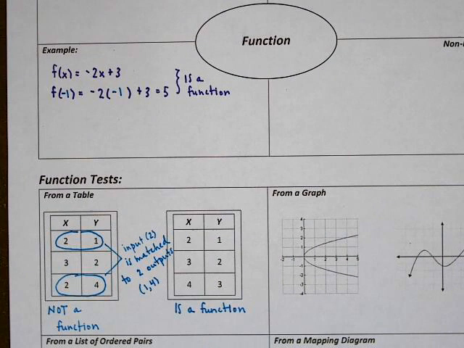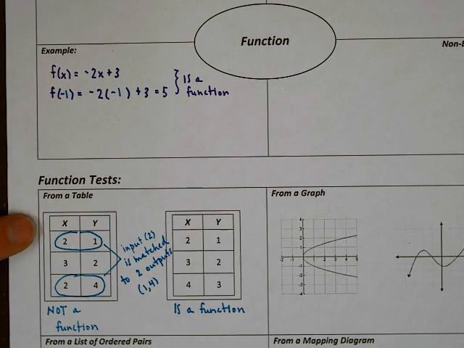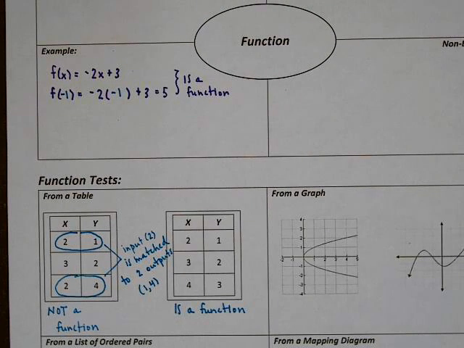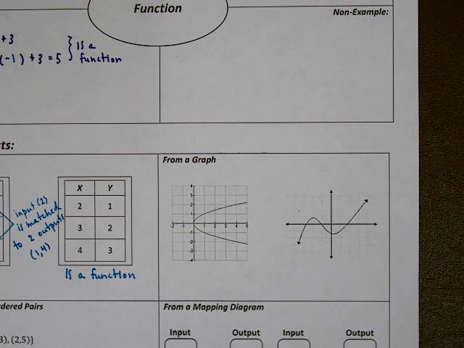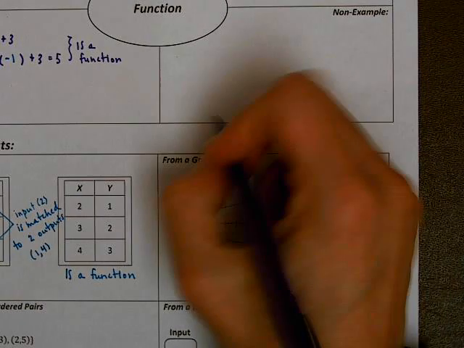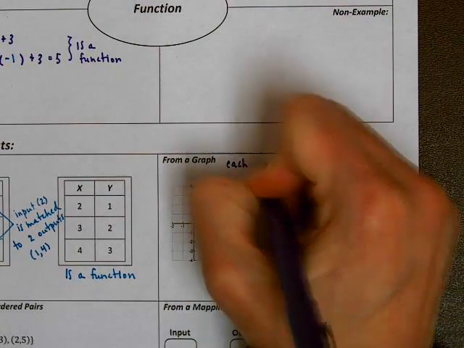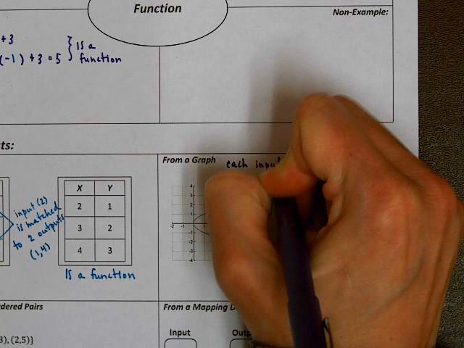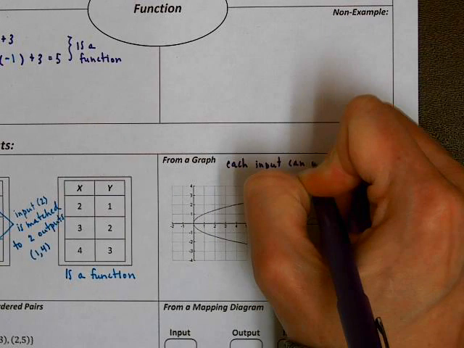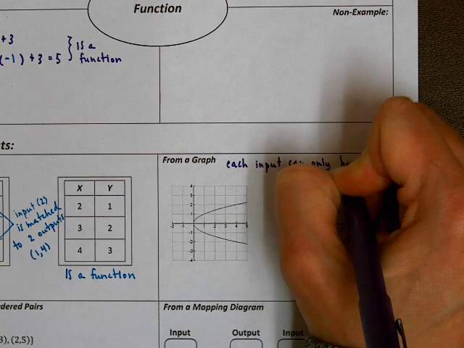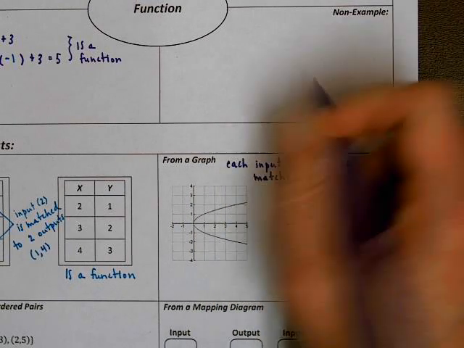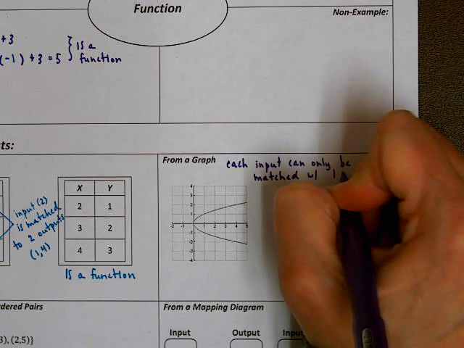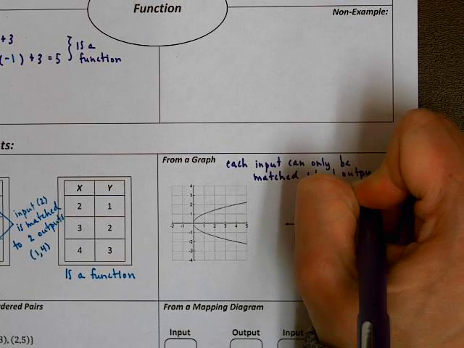Okay, so one way we can check if it's a function is if we have a table. The second way we're going to check is from a graph. And again, the idea here is still the same, right? Our big idea is each input can only be matched with one output.